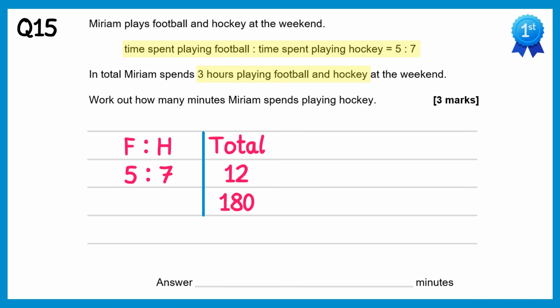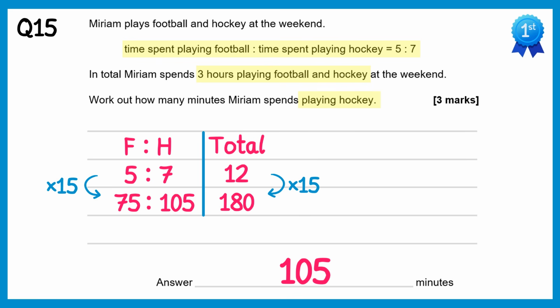Now we need to consider how we can get from 12 to 180. That's multiplied by 15. If you're unsure how to do this, just use your calculator and do 180 divided by 12. That'll give you 15. So to get from 12 to 180, we multiply by 15, so we need to multiply the other parts of the ratio by 15 as well. 5 times 15 is 75, and 7 times 15 is 105. So this tells us she spends 75 minutes playing football and 105 minutes playing hockey. Now the question wants to know how many minutes she spends playing hockey, so we want the 105 as the answer.